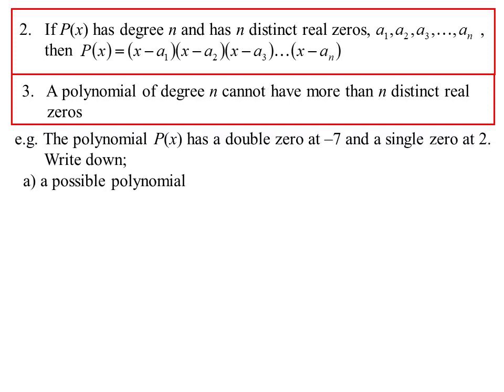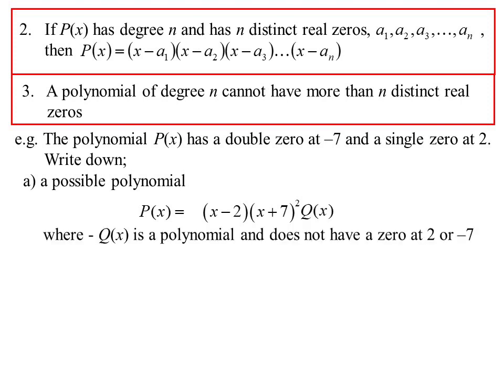We're told a polynomial has a double zero at negative 7, a single zero at 2, write down a possible polynomial, and by that they mean one that will generalise it for every possible polynomial. So I know these two things are factors, that's certainly true, but what else could we have? Well, it could be times another polynomial, but that other polynomial can't have a 0 at 2 or negative 7. Because if it had one, say, at 2, then my polynomial would no longer have a single 0 at 2. It would have a double one. And similar with negative 7. If it had one at negative 7, it would no longer have a double one, and now be a triple one.